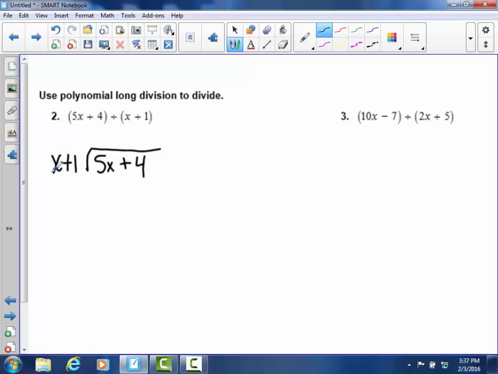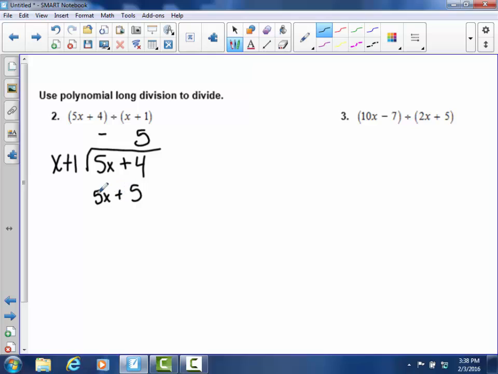So we look at the first term and we say, how can we turn that into 5x? What would make 5x out of that, right? And that would be multiplying by 5. So we're going to put a 5, but we're not going to put it over the 5x because we have two terms, we need to come two terms over. So our 5 is going to be here over the 4. And we multiply. 5 times x is 5x, and 5 times 1 is 5.